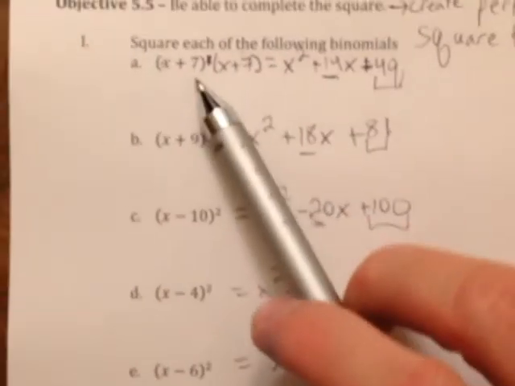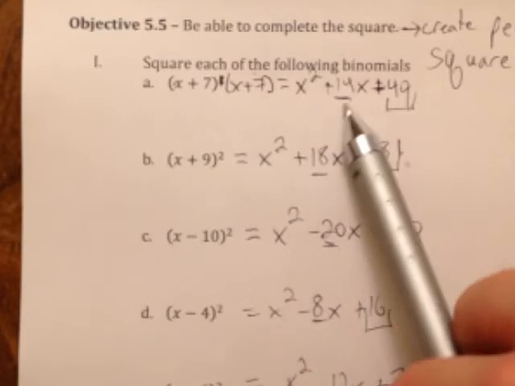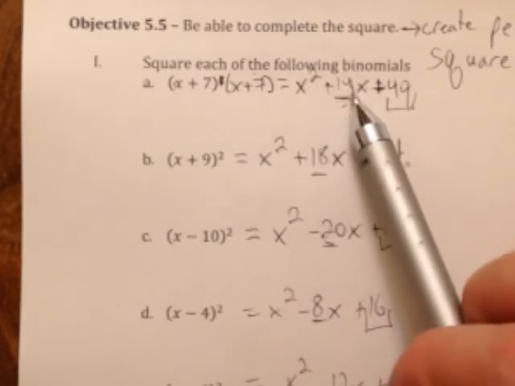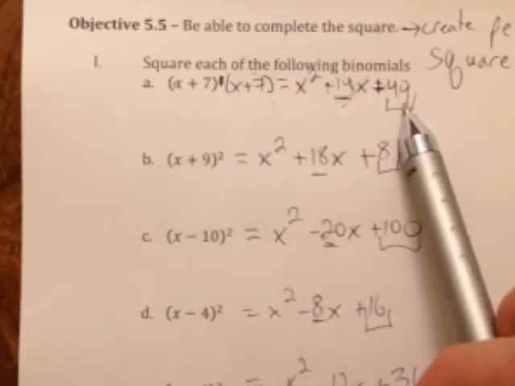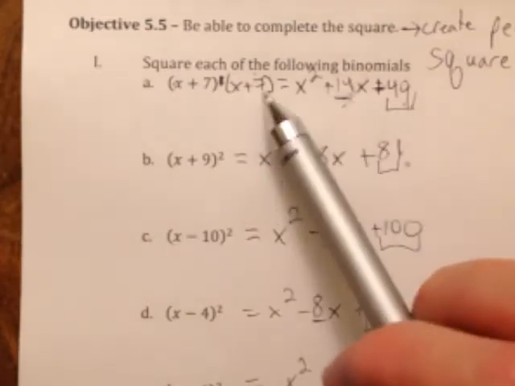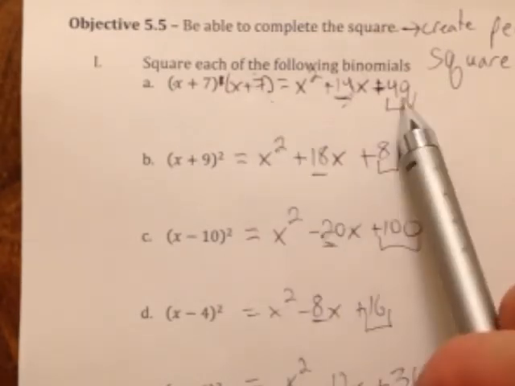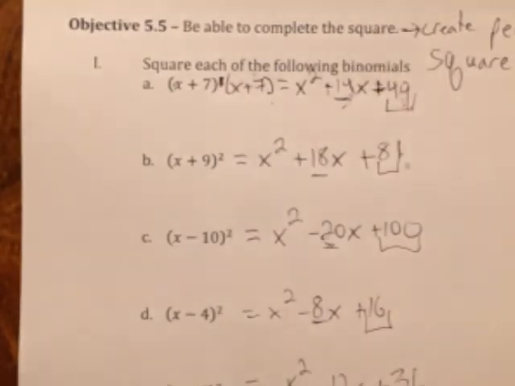And that makes sense, right? Because this came from two 7s. So two 7s created the 14, and then 7 times 7 created the 49. So if you divide it by 2, you figure out what this number is that got repeated. And then if you multiply it by itself, you get that last number.